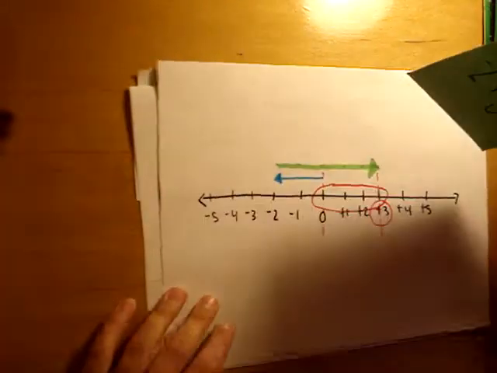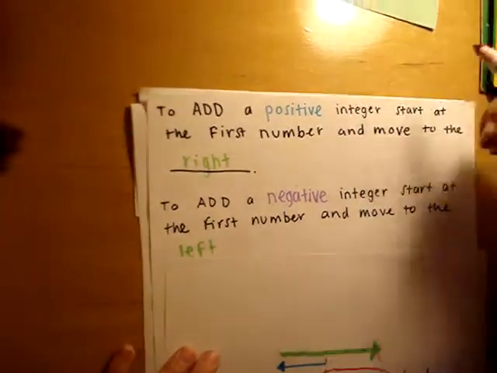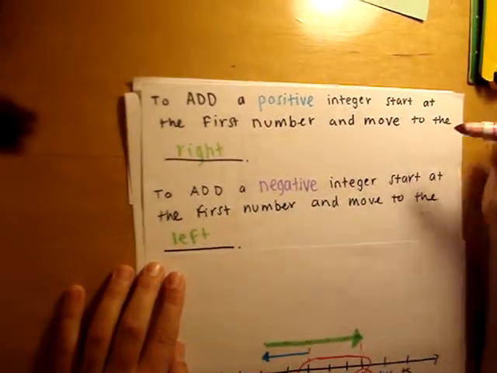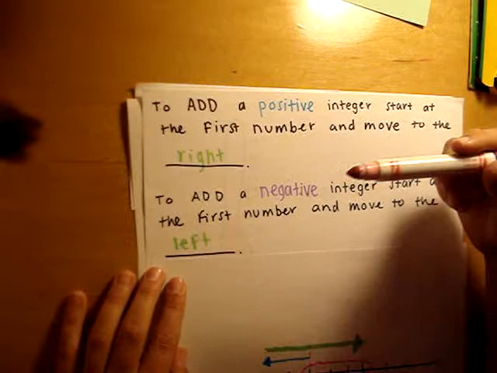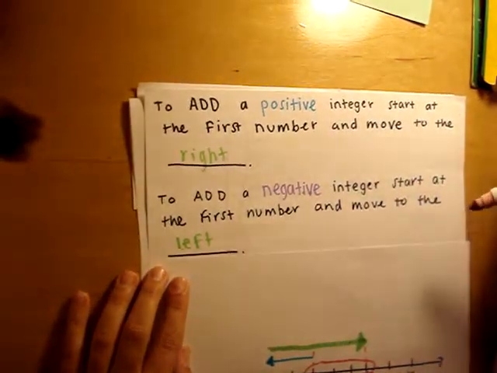Now, as you can notice, to add a positive integer, start at the first number and move to the right, like we just did. If you're adding a negative integer, start at the first number and move to the left.